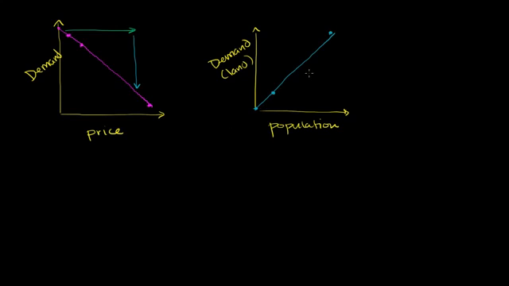And once again, I drew it as a line. It doesn't have to be a line. It could be a curve of some kind, one that looks like that, or maybe like that. We don't know. But the general idea is that if someone were to show you a graph that looked like this and said, as population increases, what happens to demand? Well, you'd say, this is population increasing, and demand is going up. Here, as price increased, demand went down. Here, as population is increasing, demand went up.